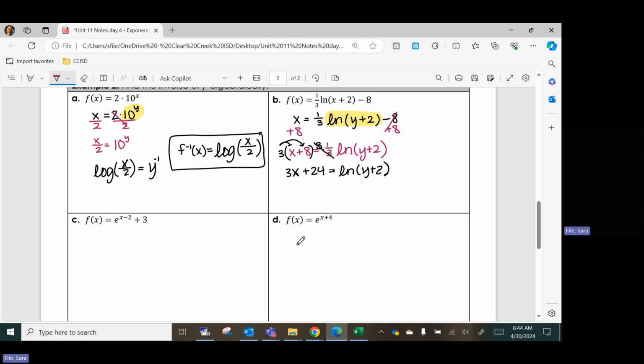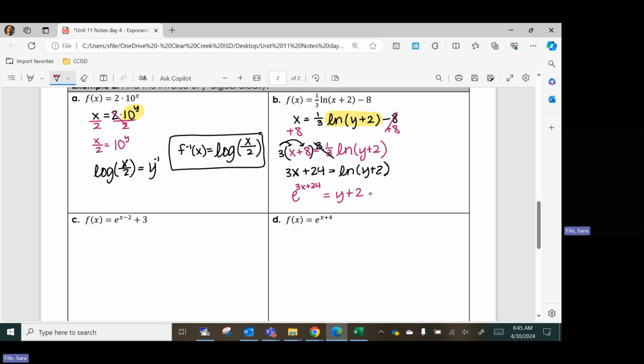What is the understood base when you see ln? What is the base here? E. ln means natural log. When you see ln, your natural log, your base is an understood e. So this is a base e to the power of this whole side over here. So 3x plus 24. And it equals the argument of the log, which is y plus 2.